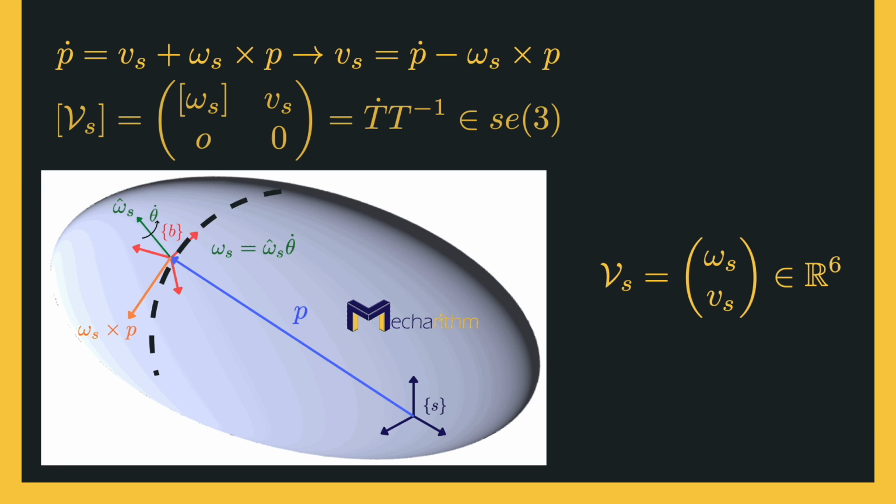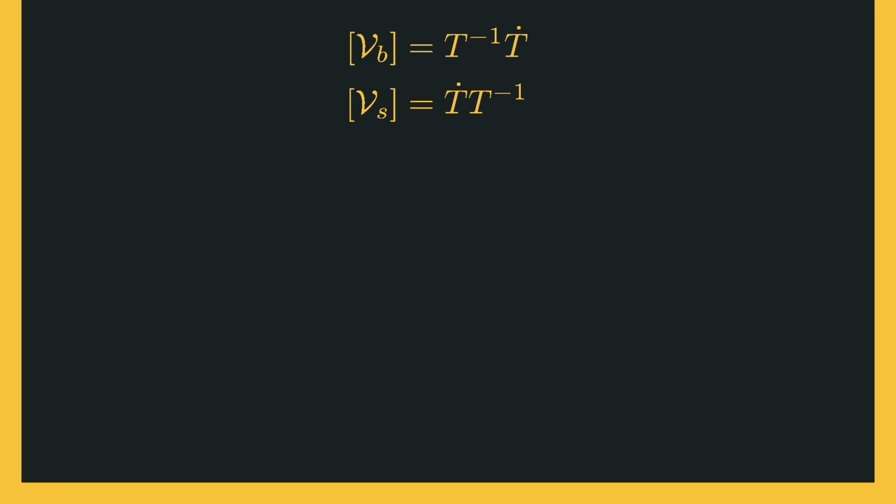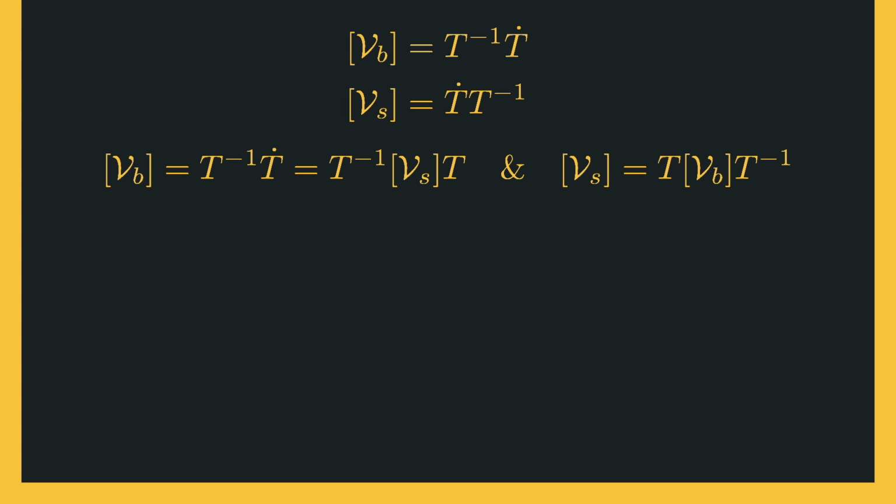Also note that, like the angular velocity, for any given twist, its fixed frame representation is not dependent on the choice of the body frame, and its body frame representation doesn't depend on the choice of the fixed frame. From the equations that we obtained for the body twist and the spatial twist, we can find the relationship between them. The matrix representation of the body twist and the spatial twist will have this relationship with each other.